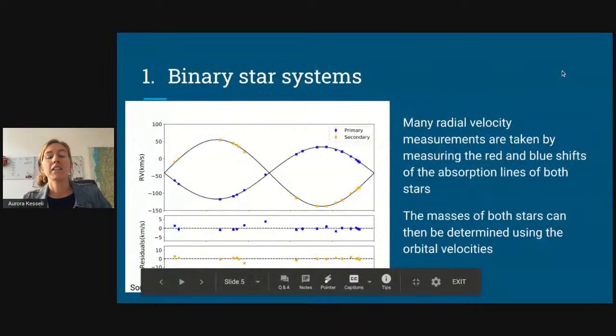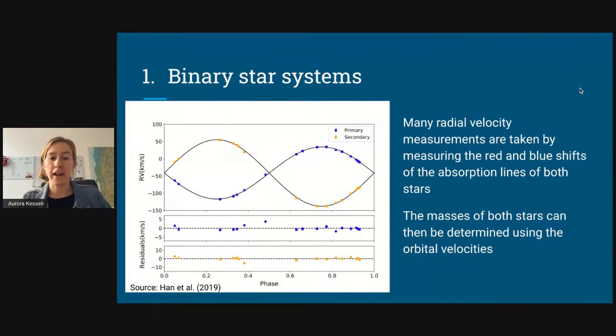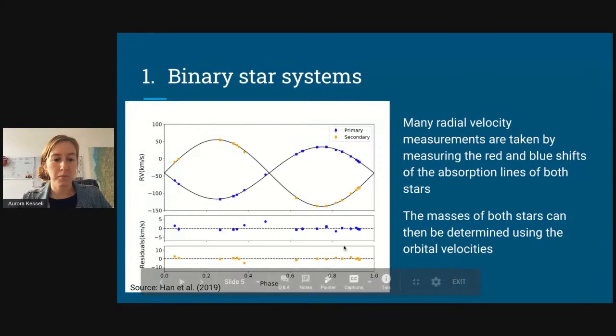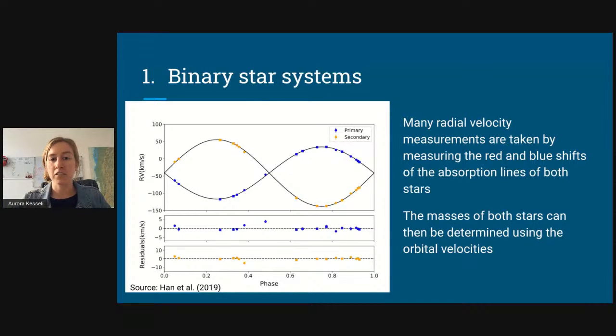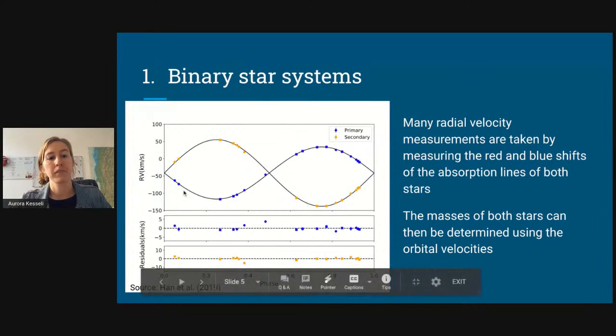Okay. So first I wanted to talk about binary star systems because it's a bit easier to think about. You actually have two stars orbiting each other, and you can measure the radial velocities from both stars. So here's a plot from a paper where they measure radial velocities from a primary star and a secondary star. In blue, you can see the radial velocities are plotted.